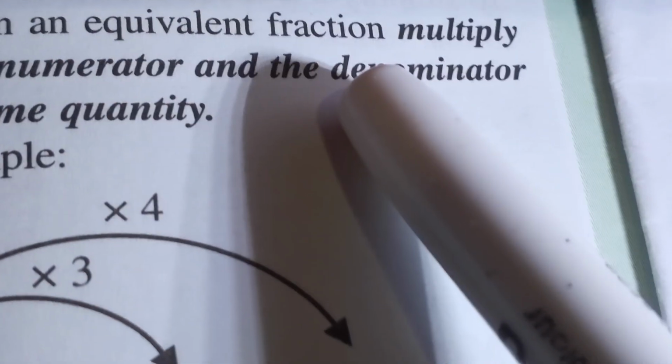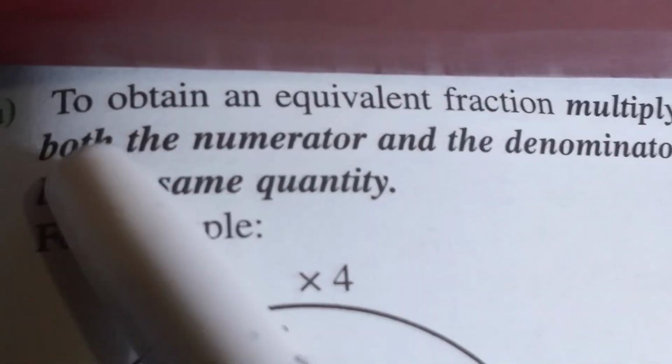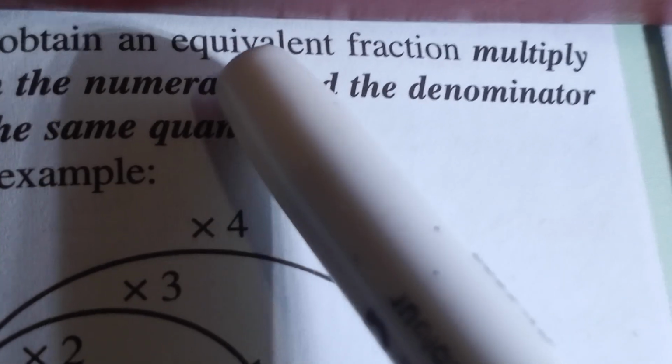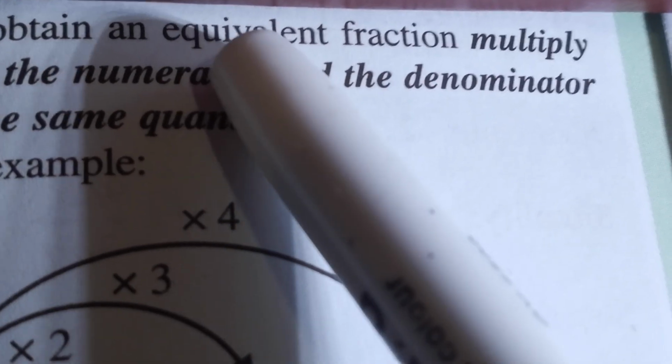To obtain an equivalent fraction, I take it again. To obtain an equivalent fraction, that is to achieve an equivalent fraction. Equivalent fraction means the same fraction, the same value of fraction. In English, we will say synonym. So what do you do to obtain it, to achieve it?